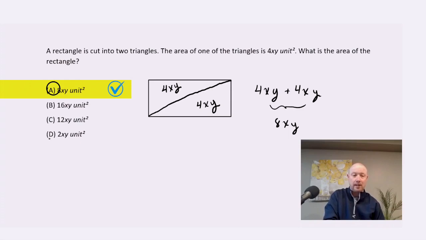First off, choice D, there's no way the area could be smaller than 4xy for the total rectangle, so 2xy would be too small. So we already know one of the triangles is 4xy. And it looks like in choice B that they multiplied instead of adding when they combine like terms. So choice B, 16xy units squared would be eliminated, and the 12xy units squared, it looks like they may have multiplied the 4xy by 3, so that's eliminated. So the correct answer here is choice A.